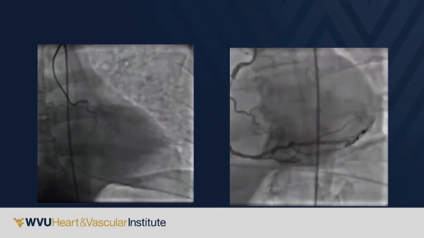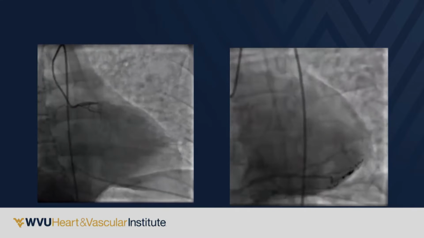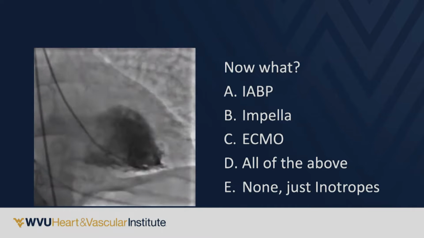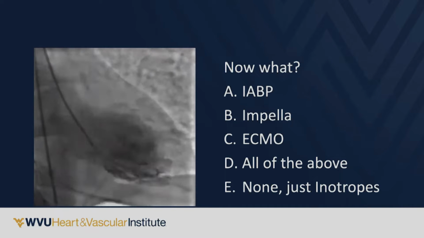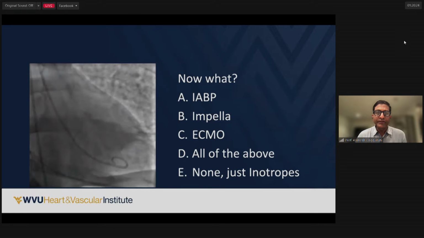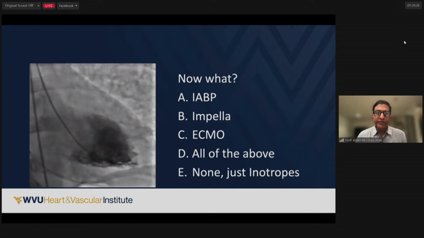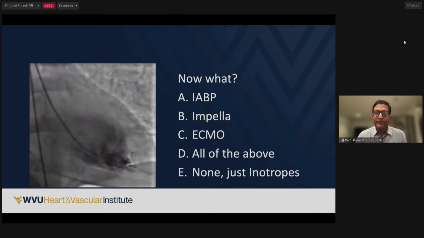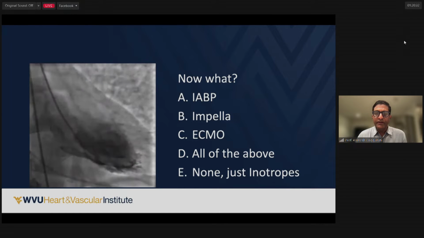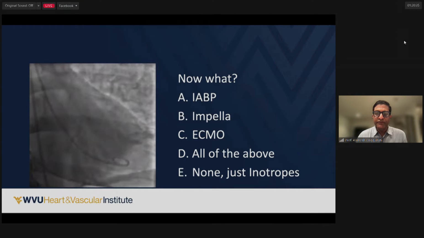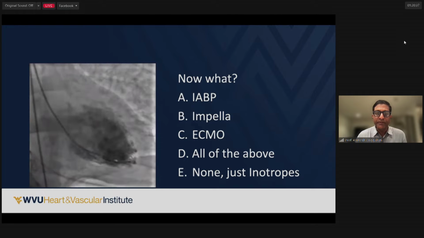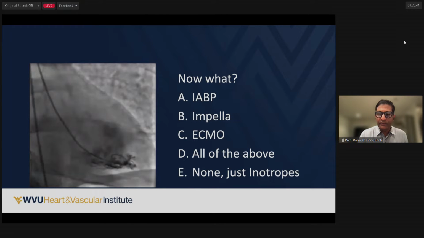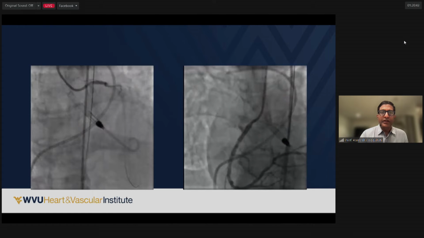So he went for a cardiac cath, and there is a complete occlusion of the proximal LAD, as well as a very small circumflex branch, and the RCA has significant lesions as well. So now what should we do? You look at this LV gram, and it is really severe LV systolic dysfunction, and the EF is about 30%. Balloon pump, impeller, ECMO, all of the above, none, just inotropes. Any of these answers may be correct depending upon which study you want to quote.